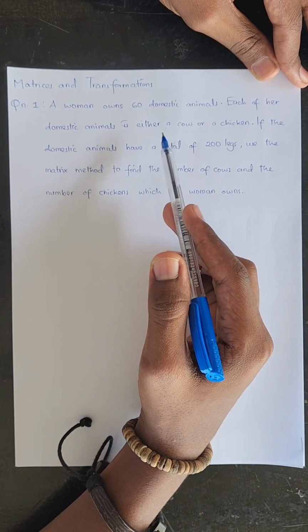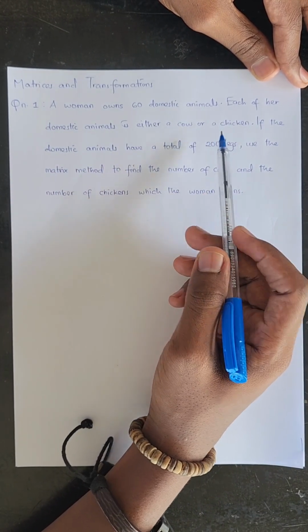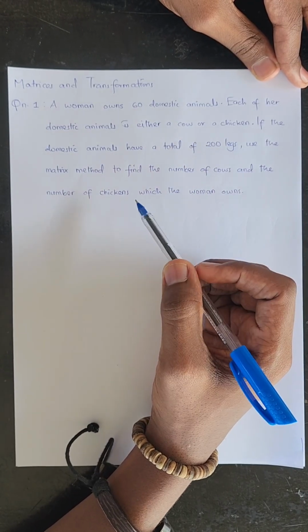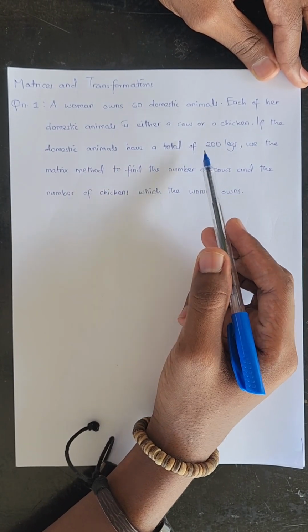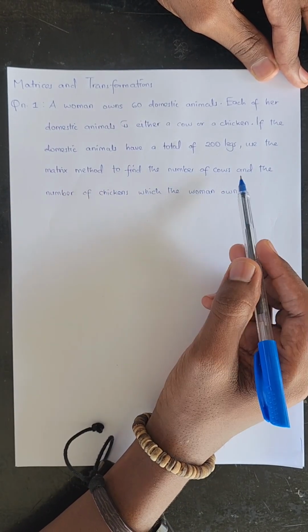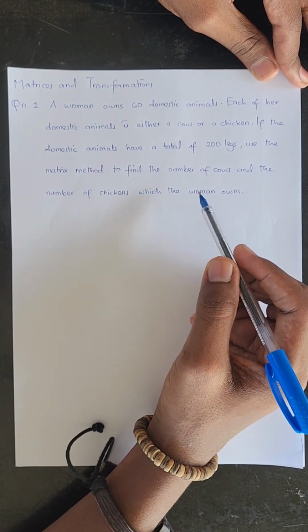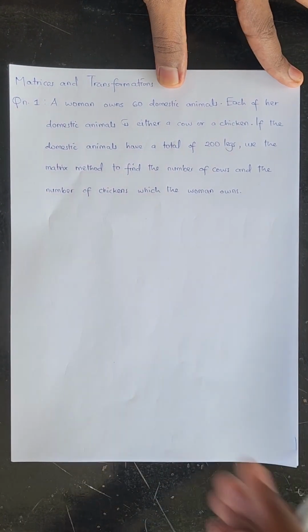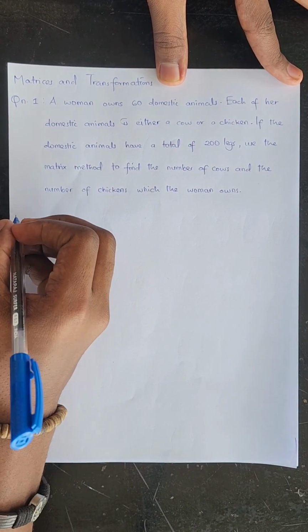A woman owns 60 domestic animals. Each of her domestic animals is either a cow or a chicken. If the domestic animals have a total of 200 legs, use the matrix method to find the number of cows and the number of chickens that the woman owns. Okay, so that is our question. So let's start with the solution for the question.